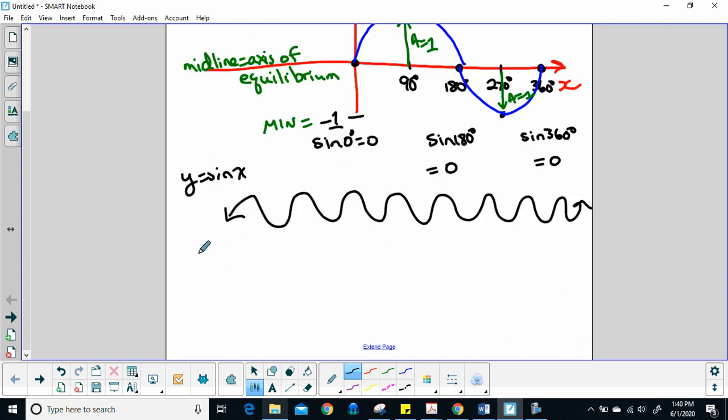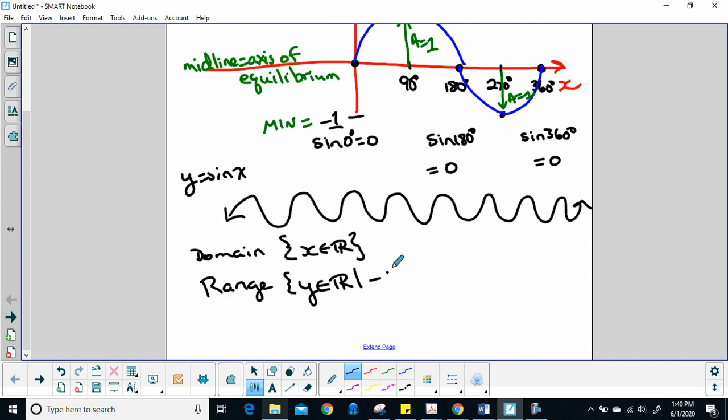So that means that my domain is for x is any real number, so for any angle. My range, however, is restricted because my sine values will always be between -1 and +1. Okay, so my range is restricted. We're going to start playing with this a little bit more, but my base function, that's what it looks like.